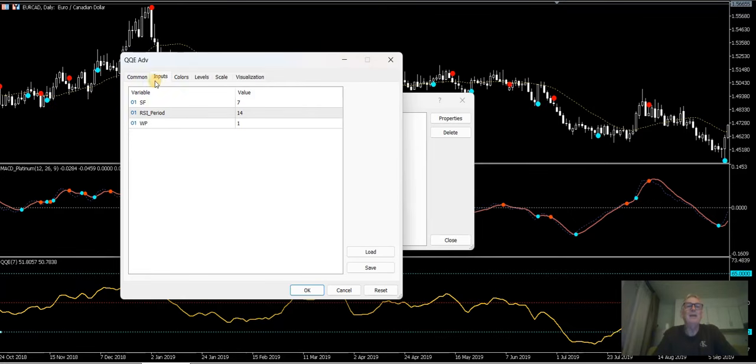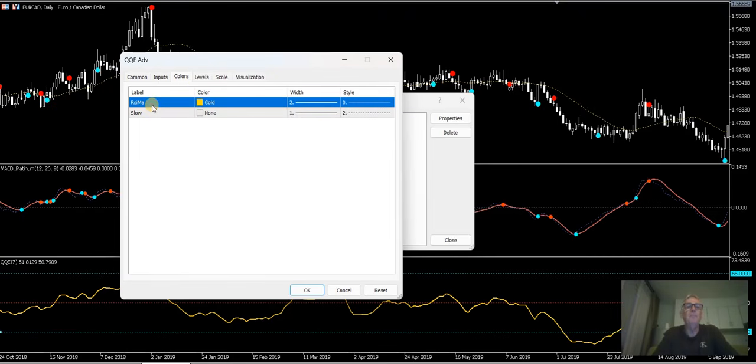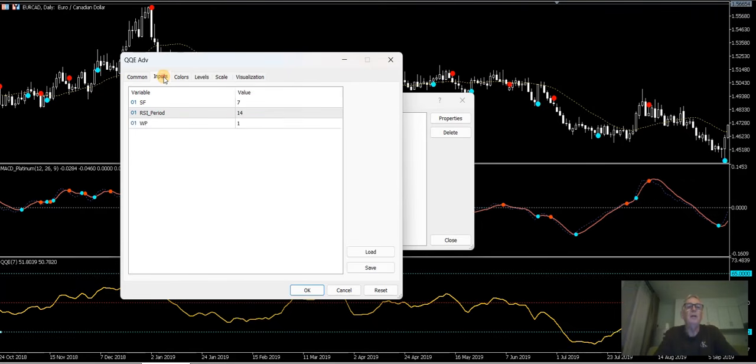All right, let's have a look. So instead of 183, the settings are 7.14.1. The colours, I've only got the RSI MA line highlighted. That's the fast line, that's the gold. The slow line is set to no, so I can't see it, I don't need to see it. As long as I can see that first fast line, that's all I need to see. So the settings are 7, 14 and 1.